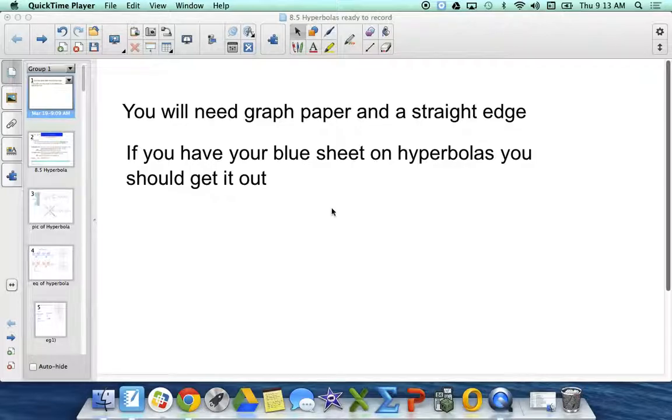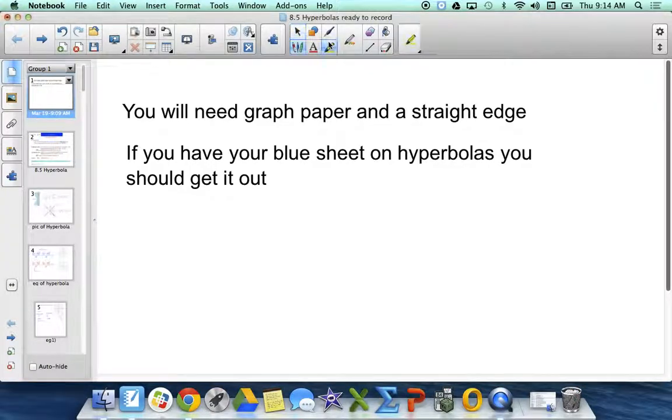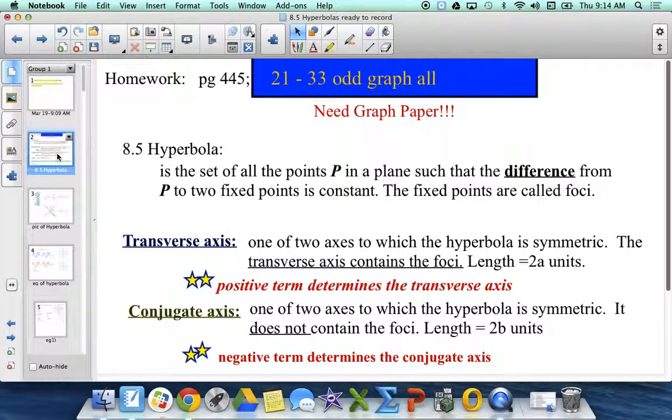You will need graph paper and a straight edge for today's lesson. If you have your blue sheet on hyperbolas, you should get it out. Today we're going to be talking about hyperbolas. The homework exercises are on page 445, 21 through 33 odd, and you will need graph paper.